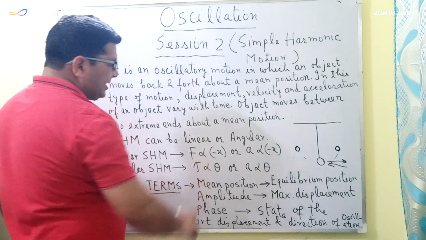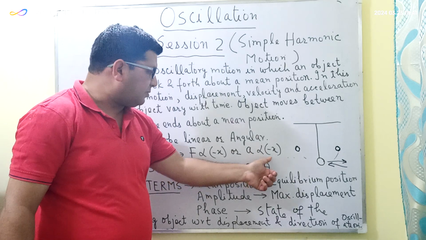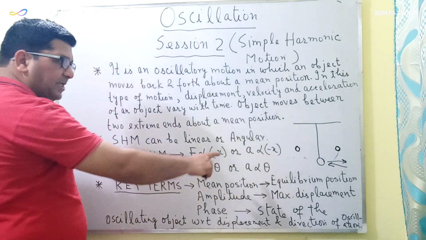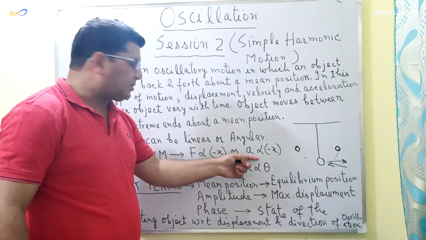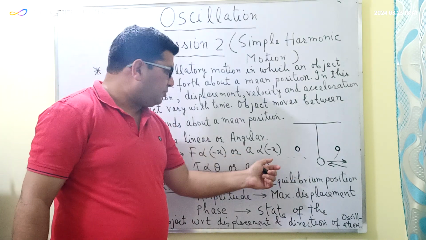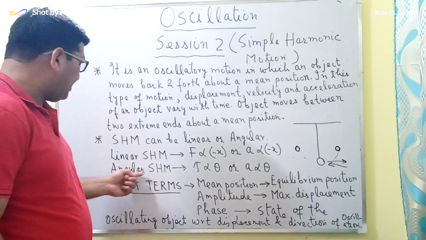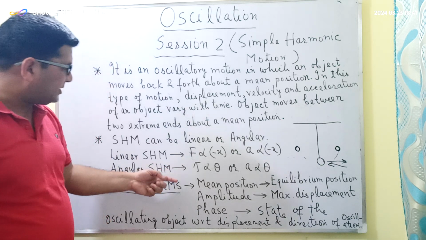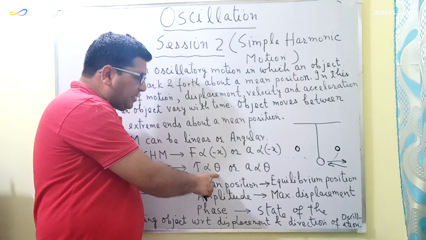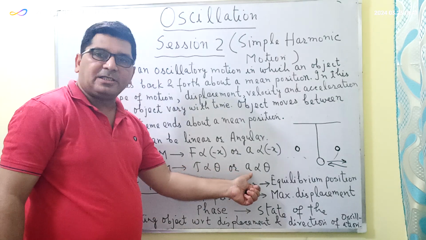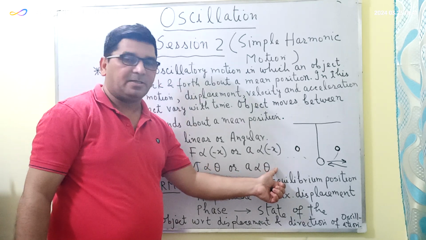Since F is directly proportional to the displacement, acceleration will also be proportional to displacement. The minus sign means that the direction of this restoring force or the acceleration is opposite to that of the displacement. Second point, the angular SHM, that is angular simple harmonic motion. In this case, the torque is directly proportional to the angular displacement, or we can say the angular acceleration is directly proportional to the angular displacement.